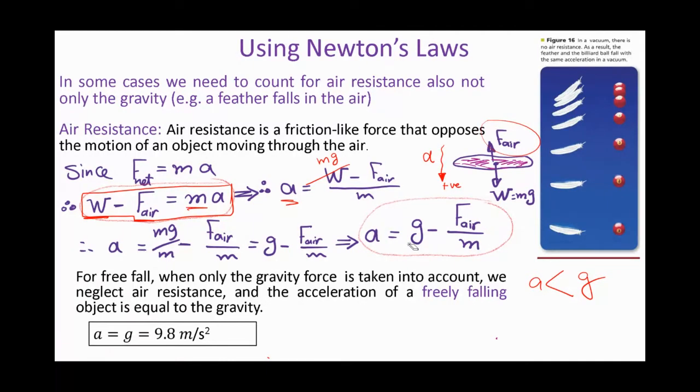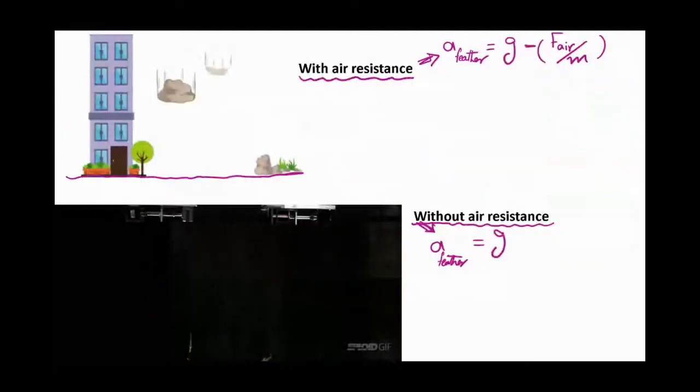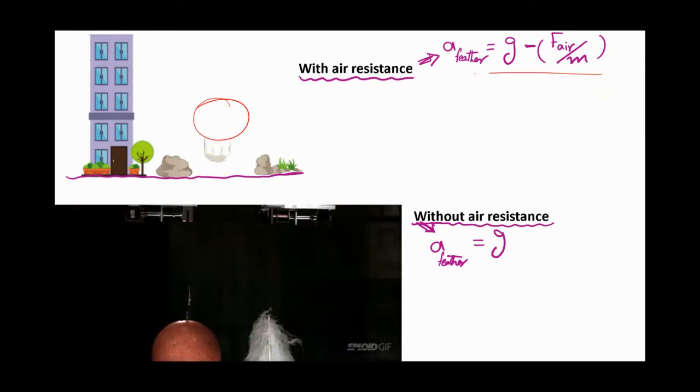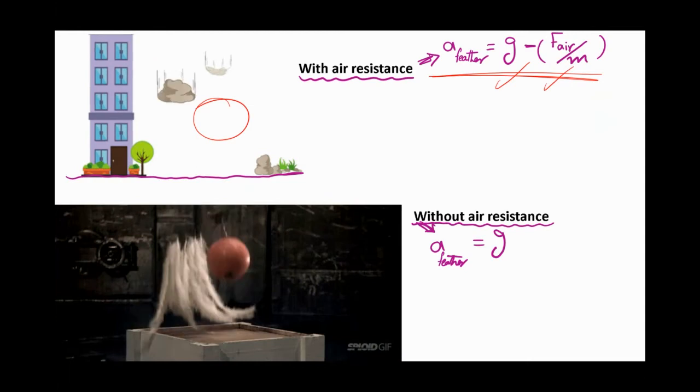And we can take the motion of the feather, الريشة, as an example for the air resistance. Okay, the air resistance on the feather is very, very high compared to its mass. So this amount is very high, and the acceleration of the feather will be very low. So this is an example of the effect of air resistance. If there is air resistance, like the case of this feather, the acceleration is what? g minus air resistance over m.